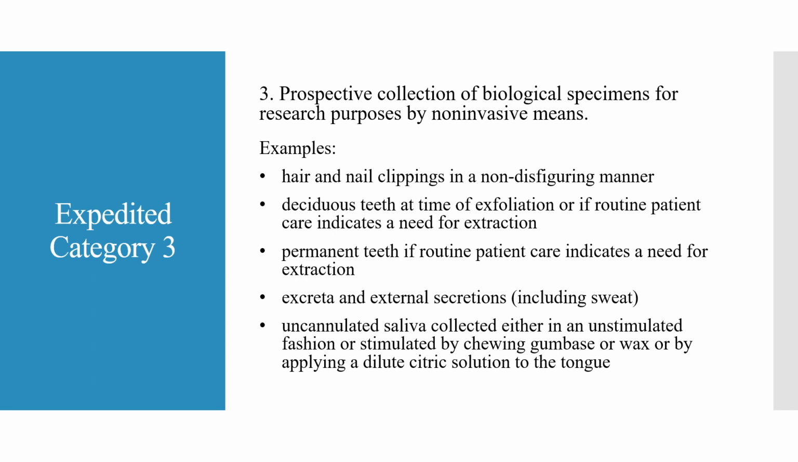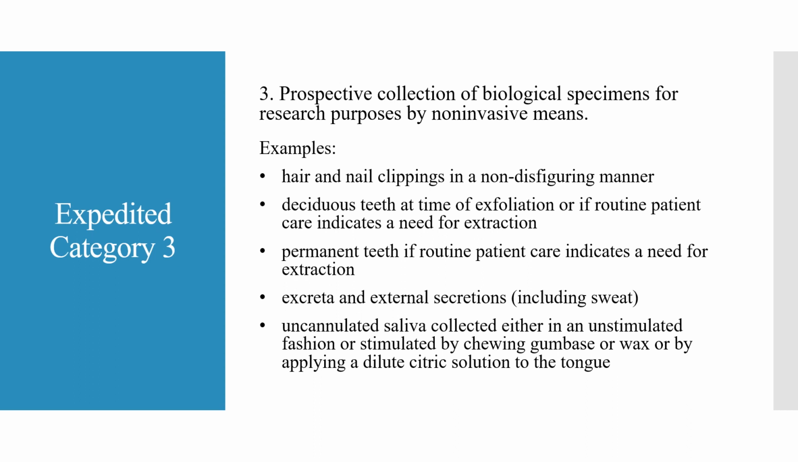Now that we've got a better understanding of what expedited studies are, let's deep dive into expedited category number 3. Category number 3 is defined as prospective collection of biological specimens for research purposes by non-invasive means. Now, there are several examples of this, and we're going to go through each one. And remember, these are all ways that you will be collecting biological specimens. That's what all these examples are.